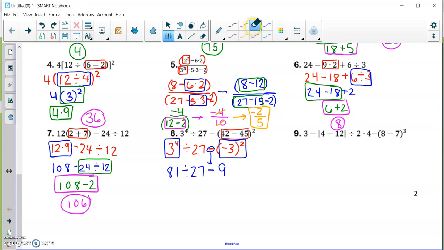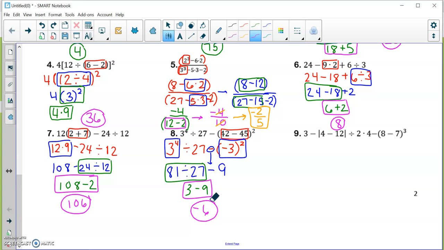Now we jump back to the beginning. We do the division, 81 divided by a 27 to get a 3. And then I can do my final step, which is that 3 minus that 9 to get a negative 6.